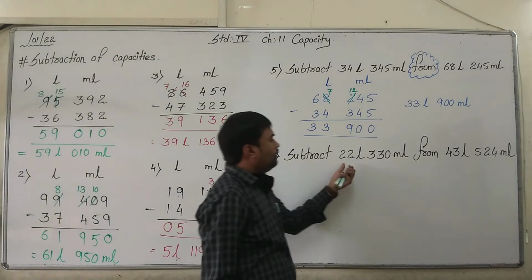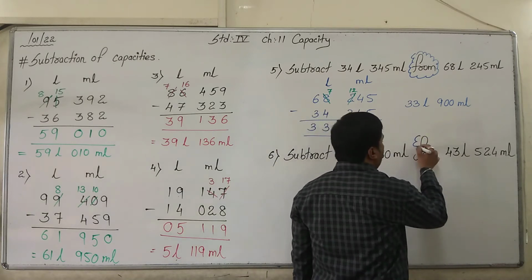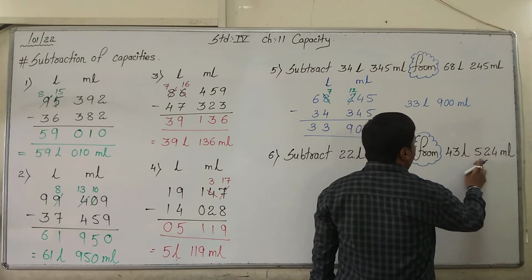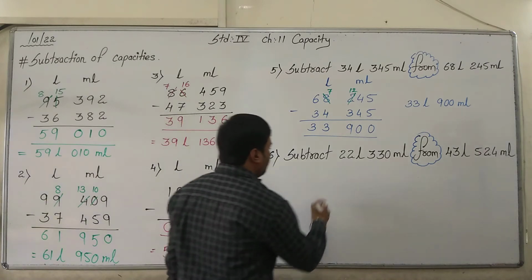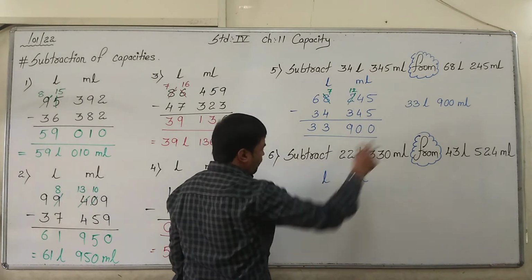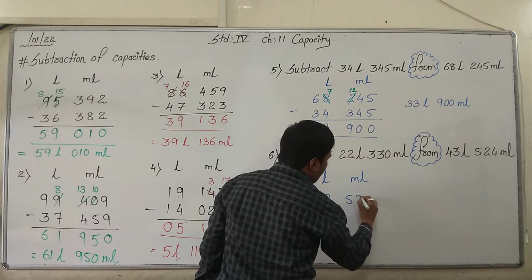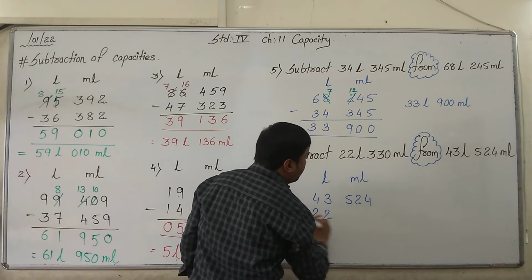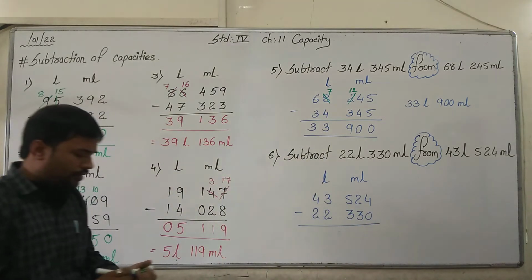Subtract 22 liters 330 ml. Again you can see that "from" appears. That is from 43 liters 524 milliliters. We have to again arrange in column as liter and milliliter. So since "from" is there, the backside number will come first. So 43 liters 524 ml minus 22 liters 330 ml. Now try to subtract the number.